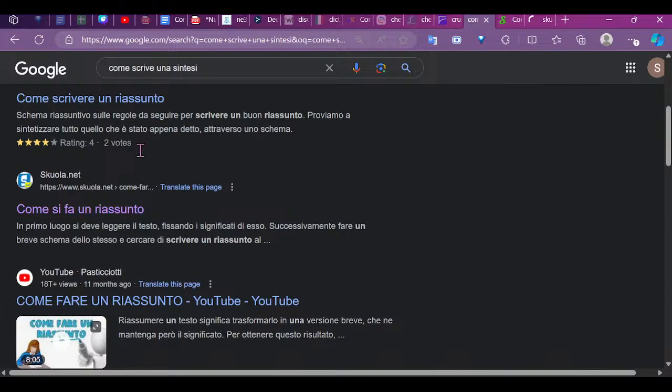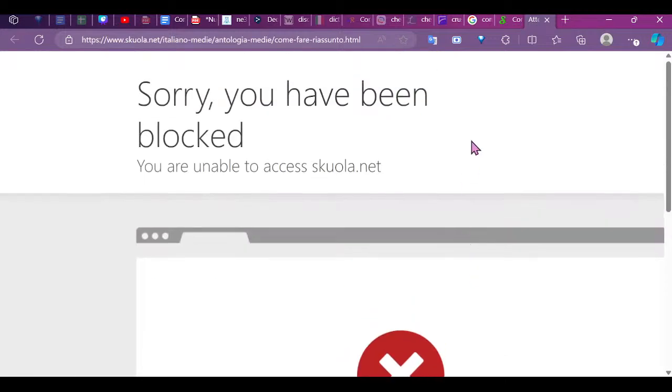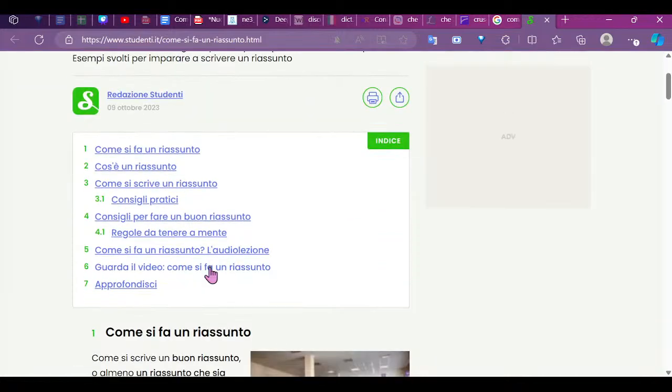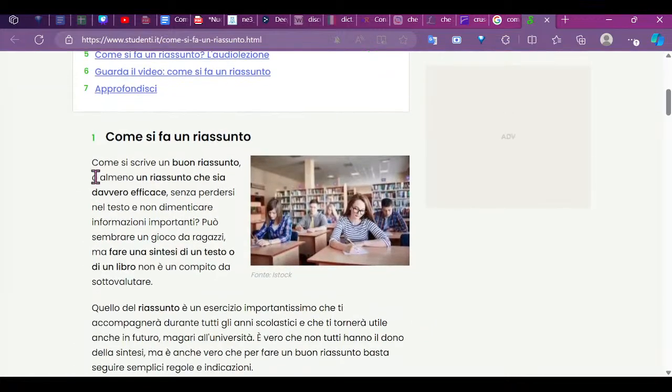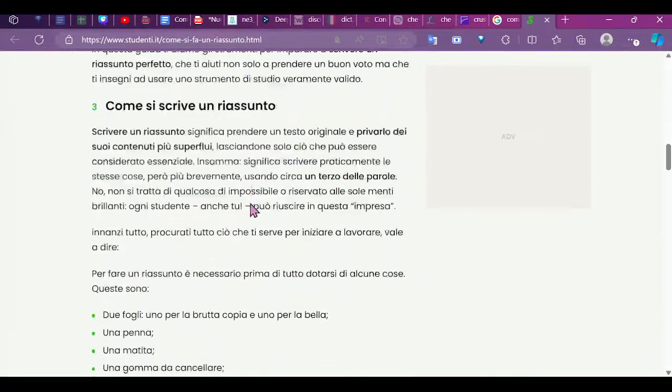Okay, let's see. Oh, this is a nice site, Scuola. But why did they misspell it? That's strange. Well, oh well, there's another website. Come si fa un riassunto? Come si scrive un buono? How do you write? There's so much background info. Just get straight to the point.